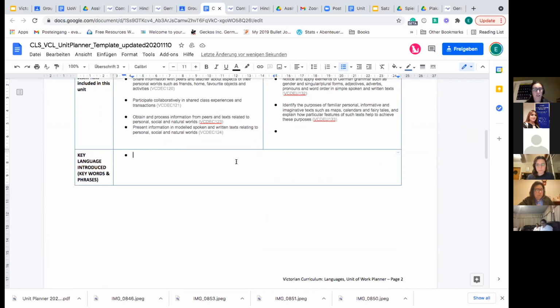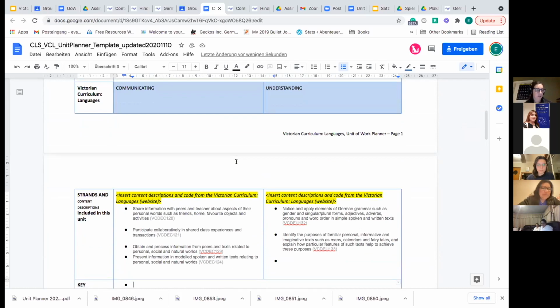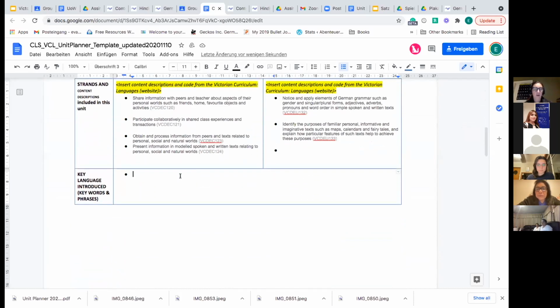And then key language. So what key language do we use? So we will have words for toys, for example. And you can use your own language to put in what that could be. I give just some examples in here: Ball, balls, board games, Brettspiele, and so on. You would do that in much more detail, of course, when you create your unit of work, just as an example.